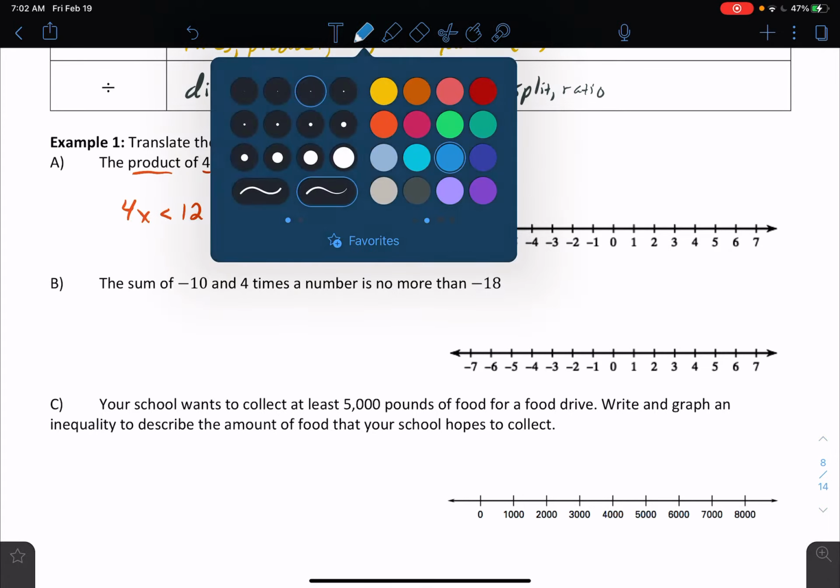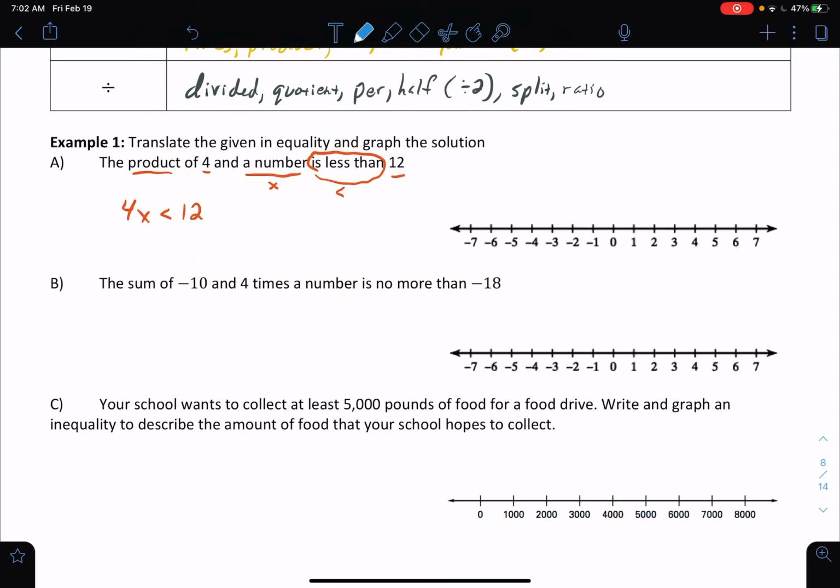If I were to solve this, I would divide both sides by 4, and I would get x is less than 3. If I were to graph that, I'm going to start at 3 and shade off to the left. Okay, so that's how that one works.